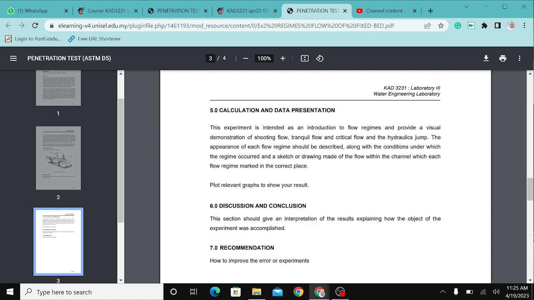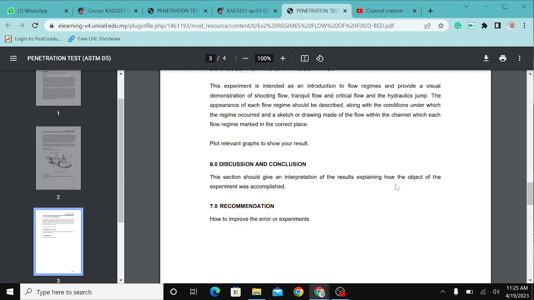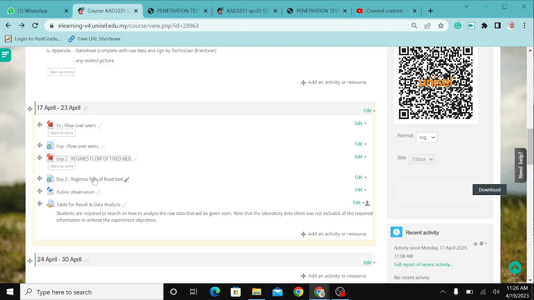Okay, so as usual, similar to the previous experiment, all data should be recorded. You have to show your data in the report, plot the graph, and explain the relationship and so on. And don't forget to include interpretations of the results, and end with your recommendations to improve so that we can get better results. Okay, for this experiment we have this video, so I will play it now.